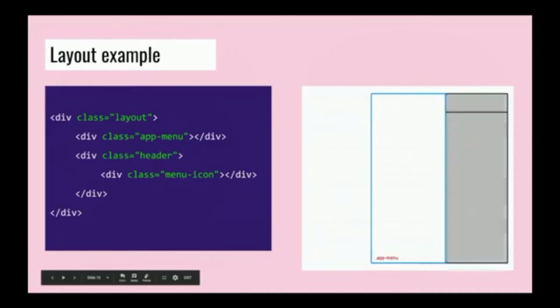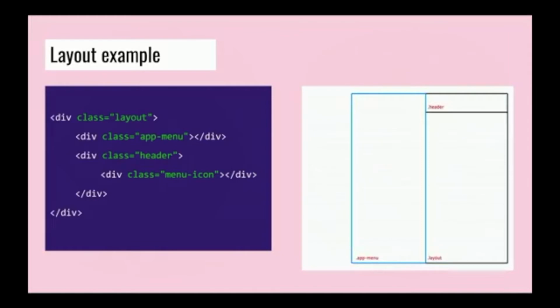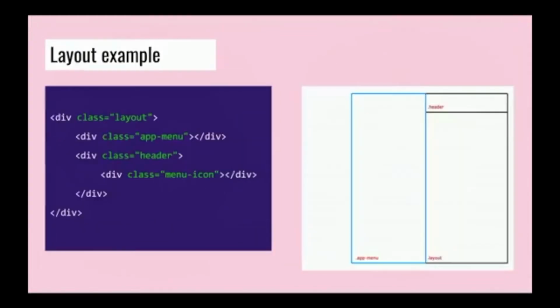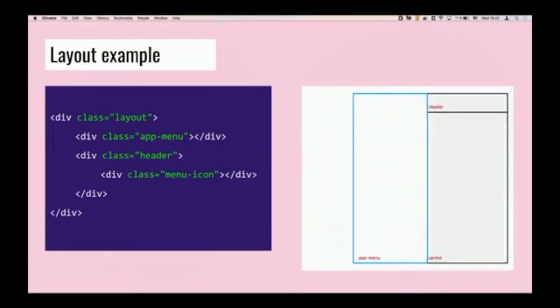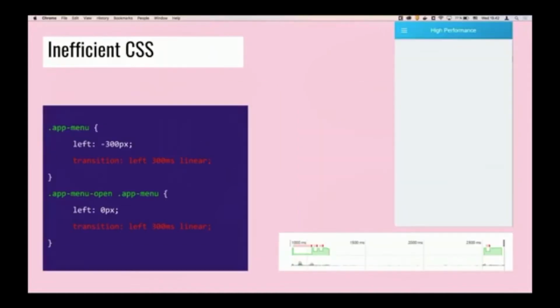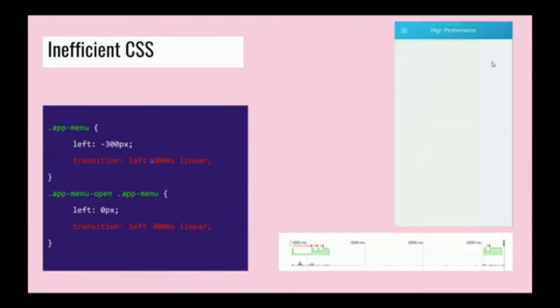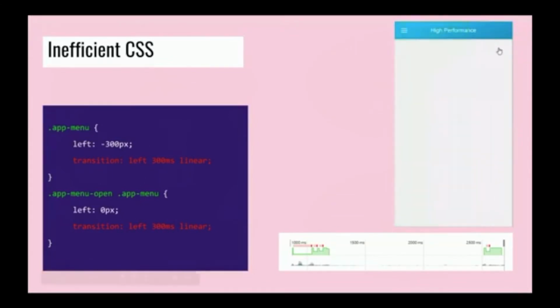So let's now analyze a very simple example of the app menu that is done with 3 elements, which is the layout, app menu, header, and menu icon, as in this animated GIF. So we want it to move like this. Inefficient CSS is going to trigger left, top, height, width, so those properties. And as we can see, we see a huge leap in the frame rate here.